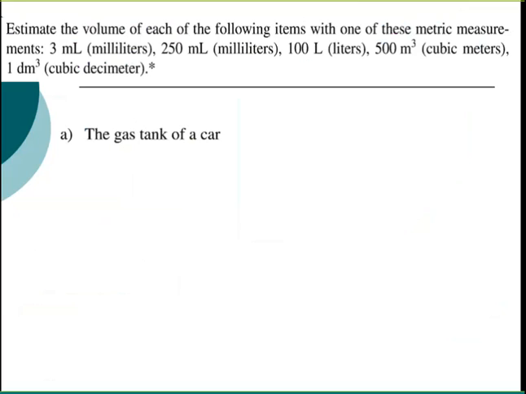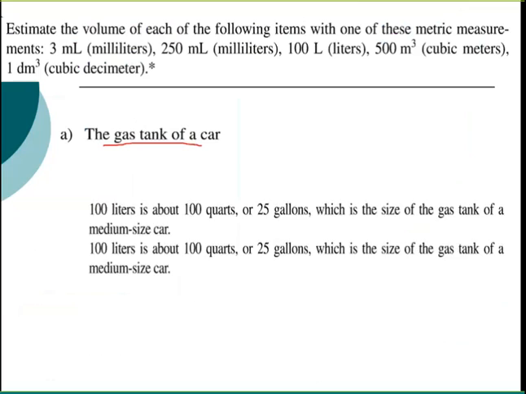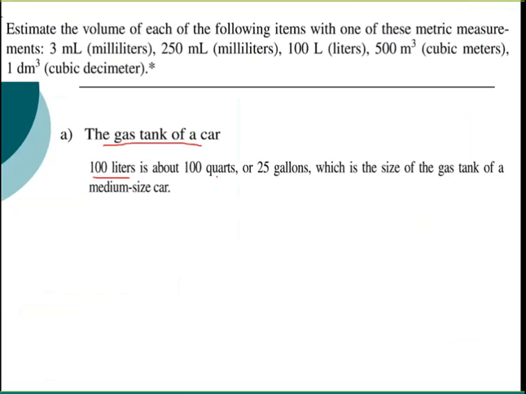So, talking about a gas tank of a car. If we take a look at the gas tank of a car, 100 liters is about 100 quarts, in other words, 25 gallons. It's about the same size as a medium-sized gas tank for a car. 25 gallons, maybe you've got a smaller or bigger tank. But that's about 100 quarts or 100 liters here.